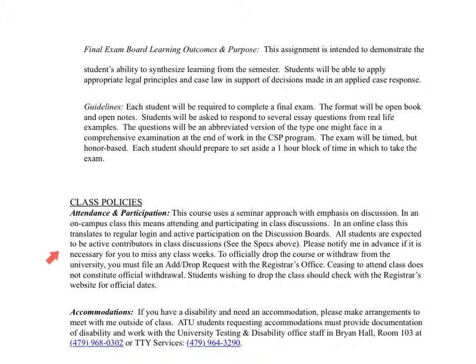Again, the class policies, attendance and participation, I really spelled that out for you in assignment number 1 because I really do mean that the discussion boards are where you're going to have active participation and discussion amongst yourselves. I really want you to use the discussion boards as the kind of class conversation that you might have if you were in an on-campus class.